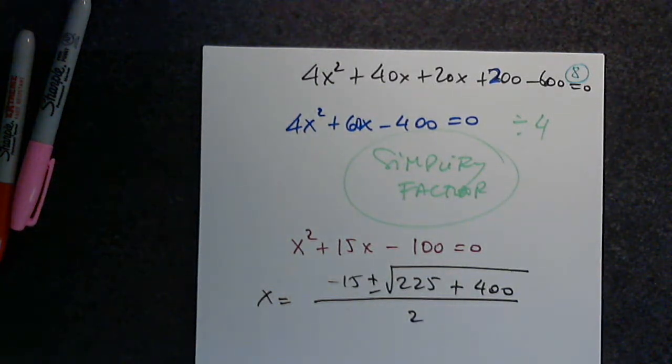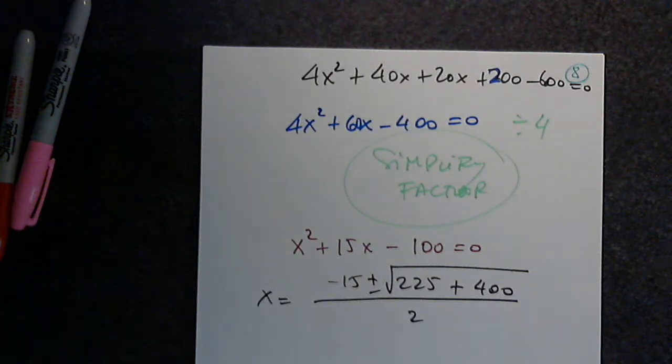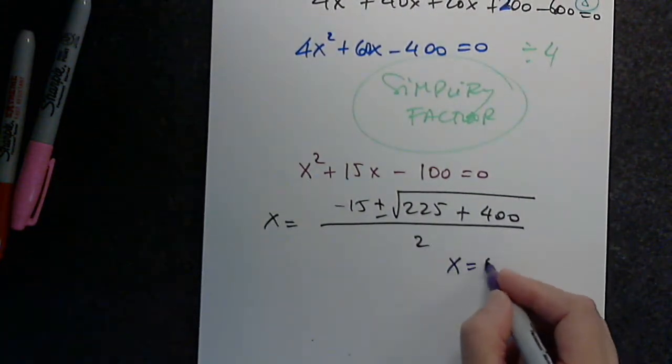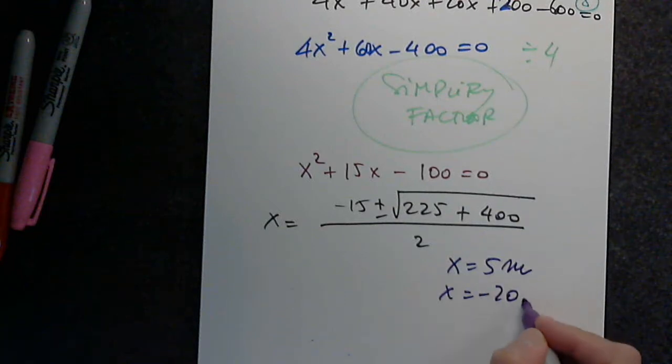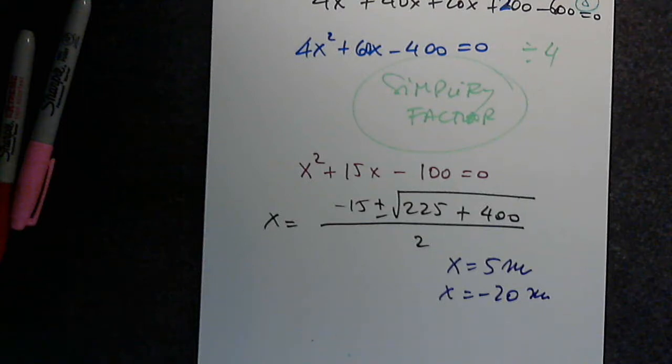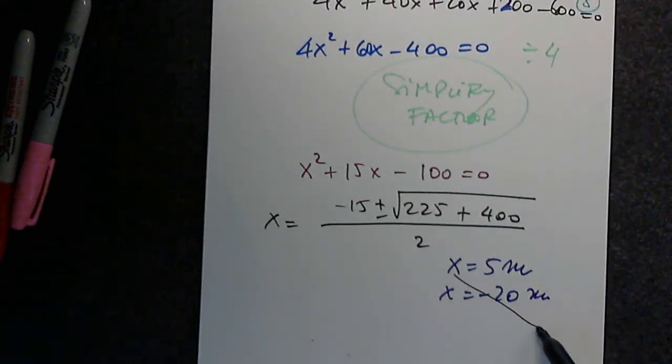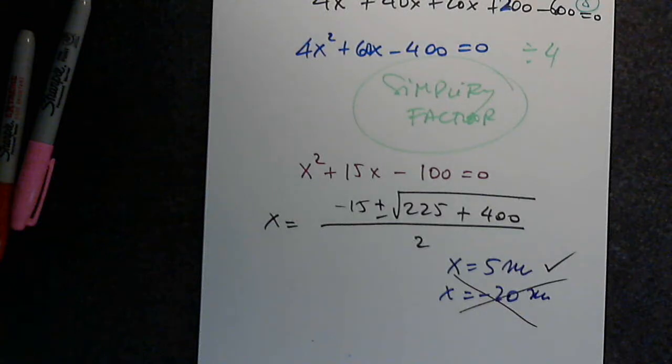So we got 5, and then I repeat with the second entry. I just go back and override the plus. I want it to be a minus. And that is negative 20. So we have two possibilities for the width of this path: 5 meters or negative 20 meters. And obviously, we're going to say, no way. A distance cannot be negative.